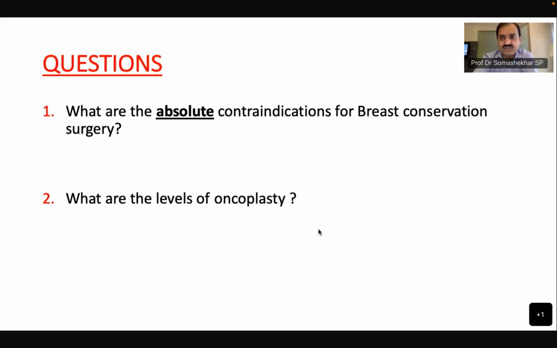So now what are the questions that can be discussed in this patient? What are the absolute contraindications for breast conservative surgery? And what are the levels of oncoplasty which are going to be asked in the exam? Remember, BRCA1, BRCA2 is not an absolute contraindication. Students actually think that BRCA means double mastectomy. No, it is not an absolute contraindication. It may be a relative contraindication in addition to other factors. Second, central quadrant tumor, not a contraindication. Nipple areola lesion, not a contraindication. Age, not a contraindication. Now we will discuss these two practical aspects.